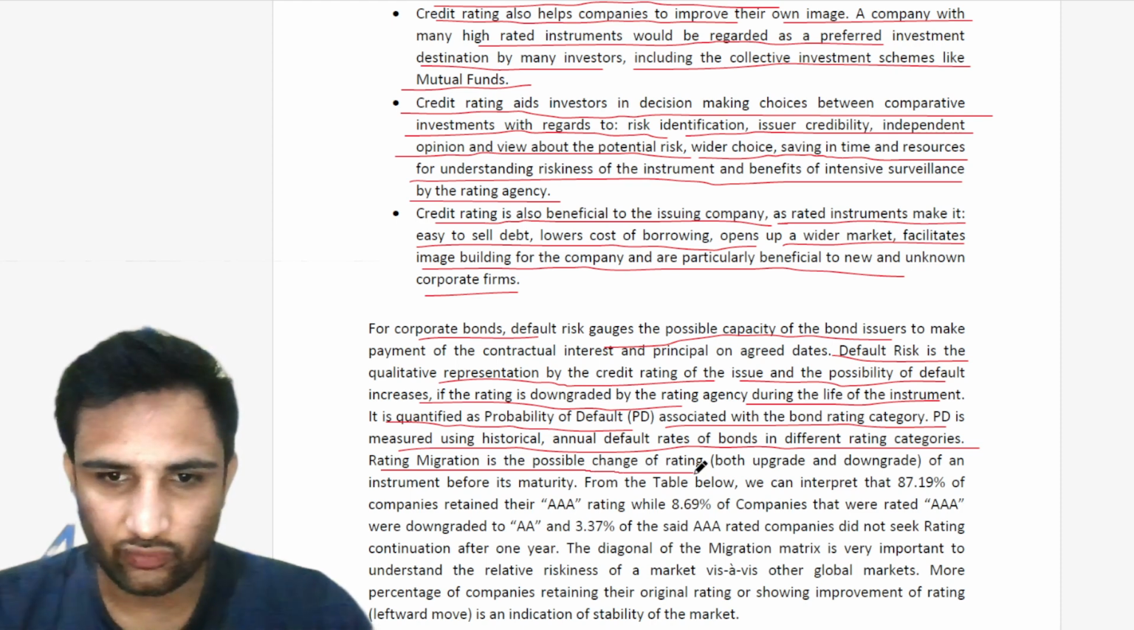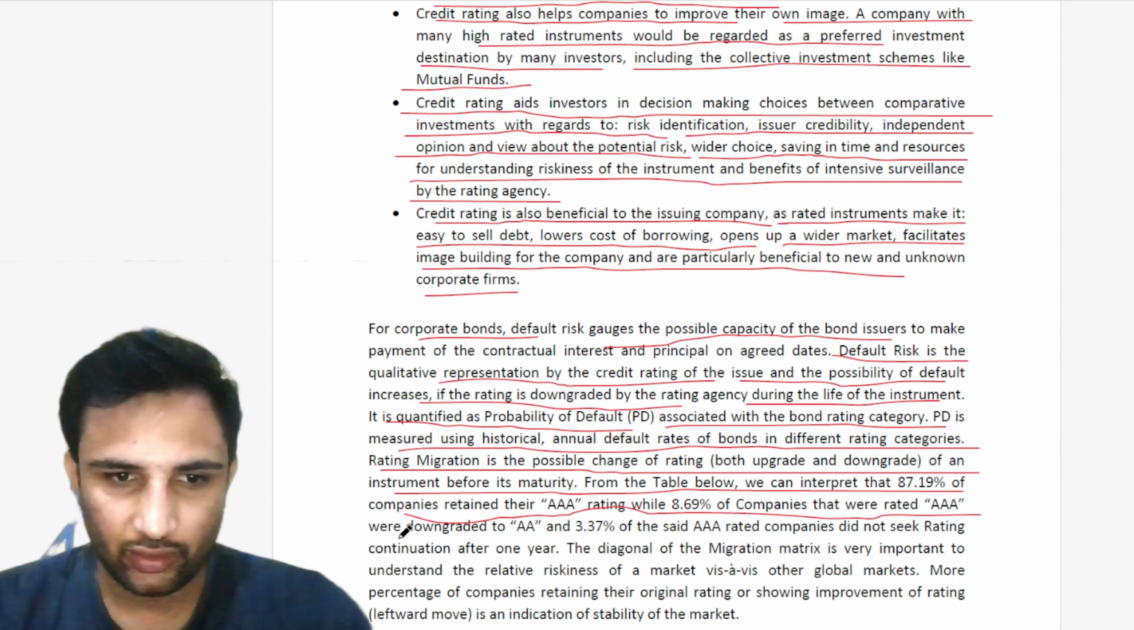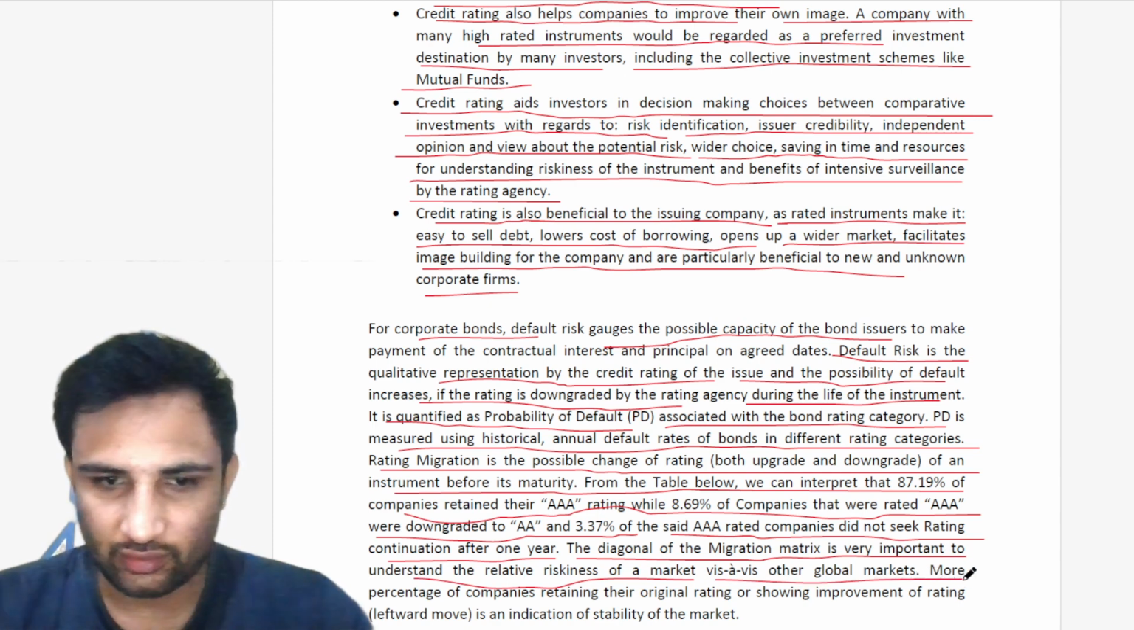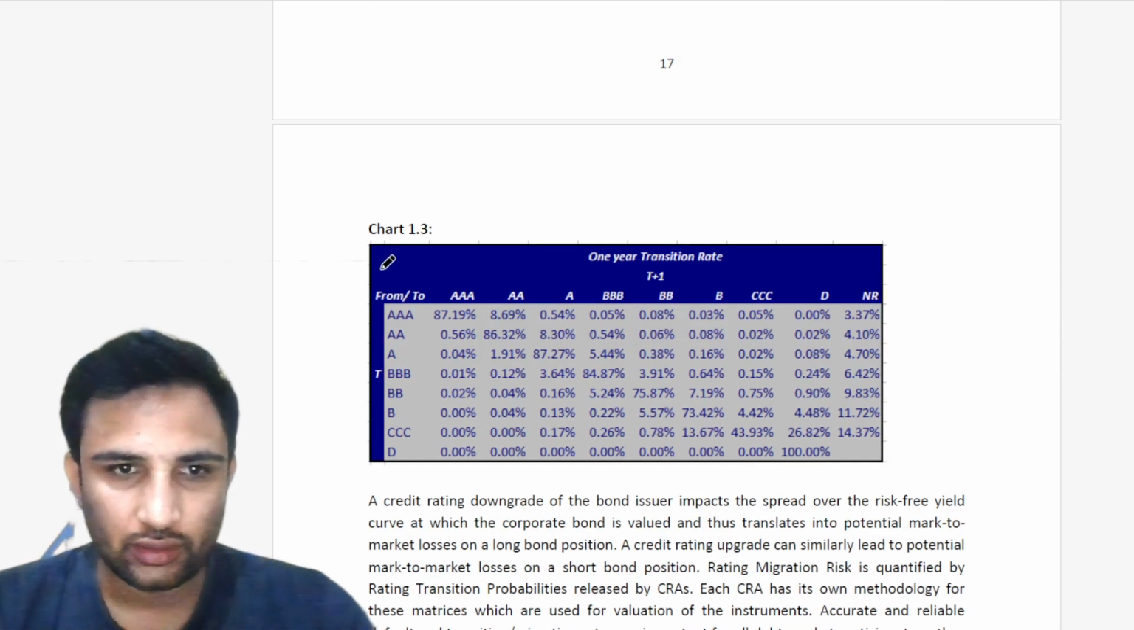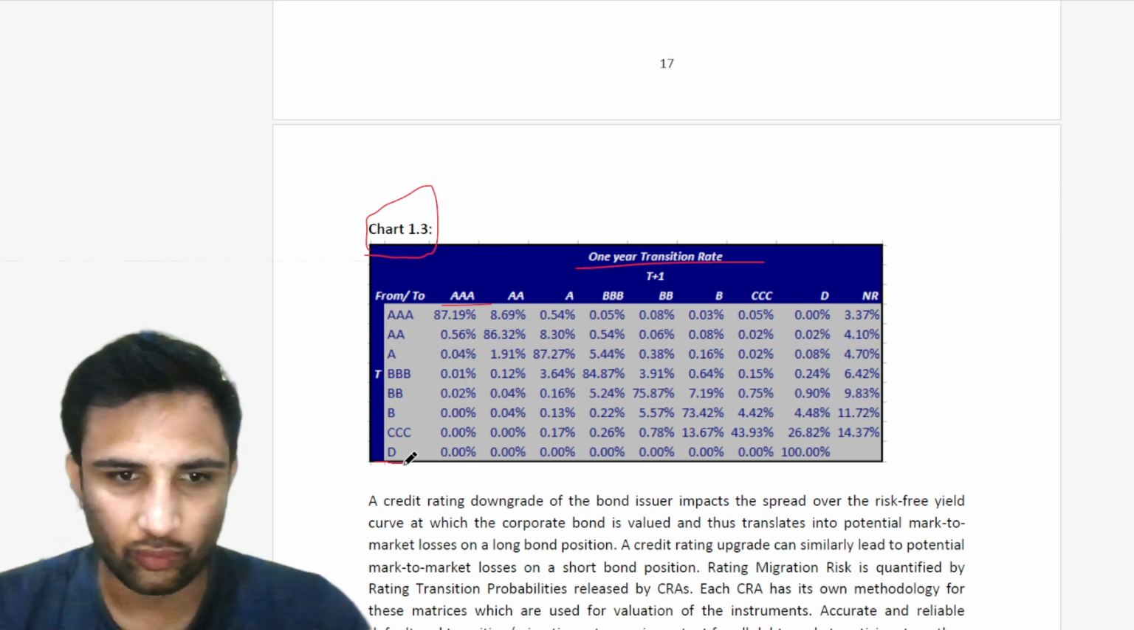Rating migration is the possible change of rating, both upgrade and downgrade, of an instrument before its maturity. From the table below, we can interpret that 87.19% of companies retained their AAA rating, while 8.69% of the companies that were rated AAA were downgraded to AA, and 3.37% of the said AAA rated companies did not seek rating continuation of the 1 year. The diagonal of the migration matrix is very important to understand the relative riskiness of a market vis-a-vis other global markets. More percentage of companies retaining their original rating or showing improvement of ratings, leftward move, is an indication of stability of the market. This is chart 1.3. This is a 1 year transition rate from AAA bonds to the D category bonds.